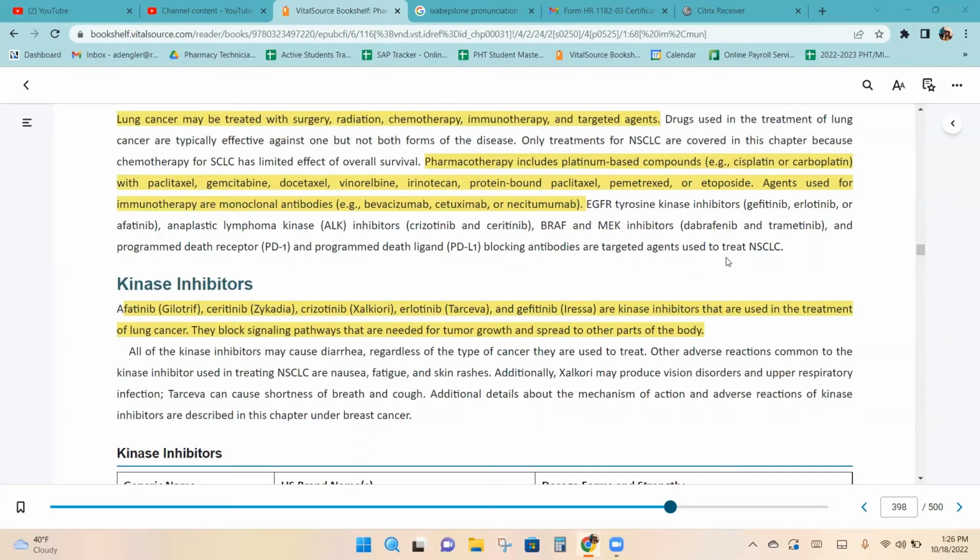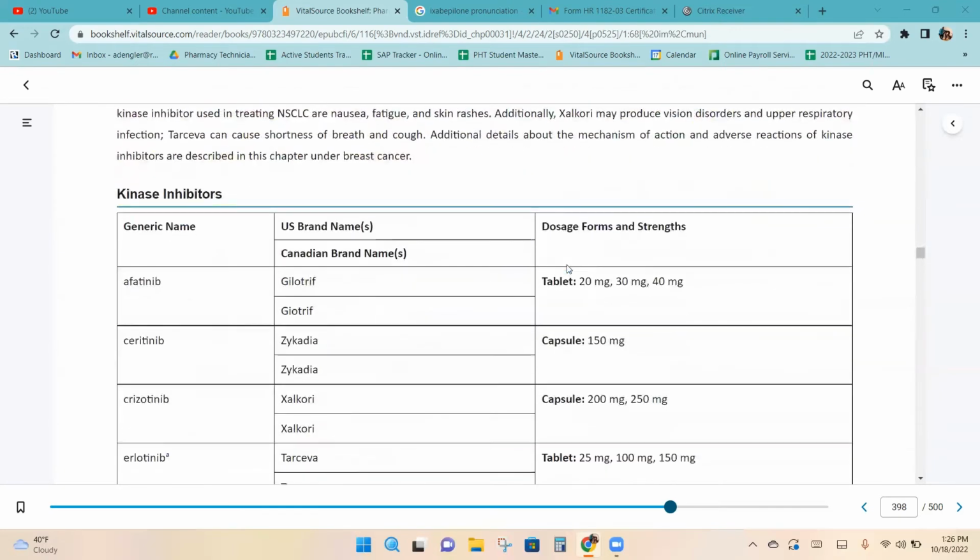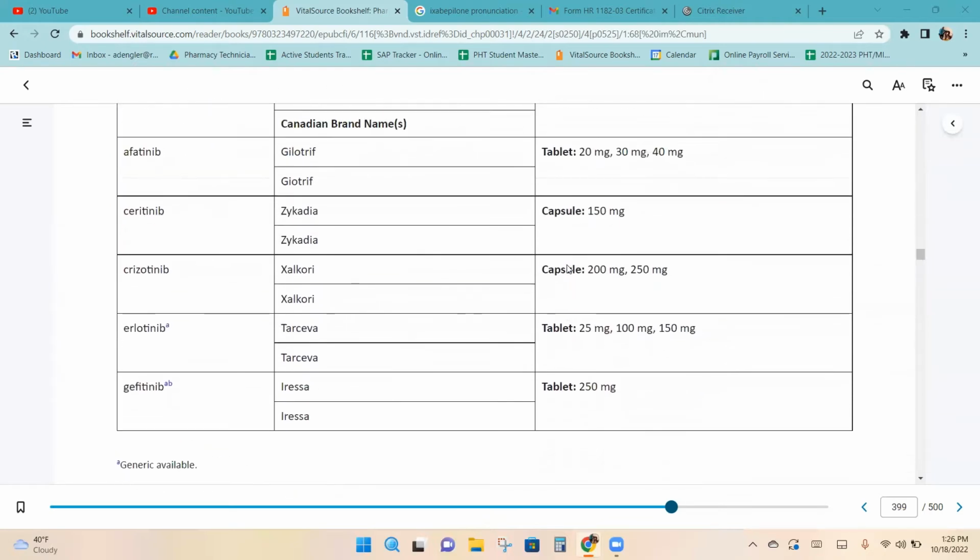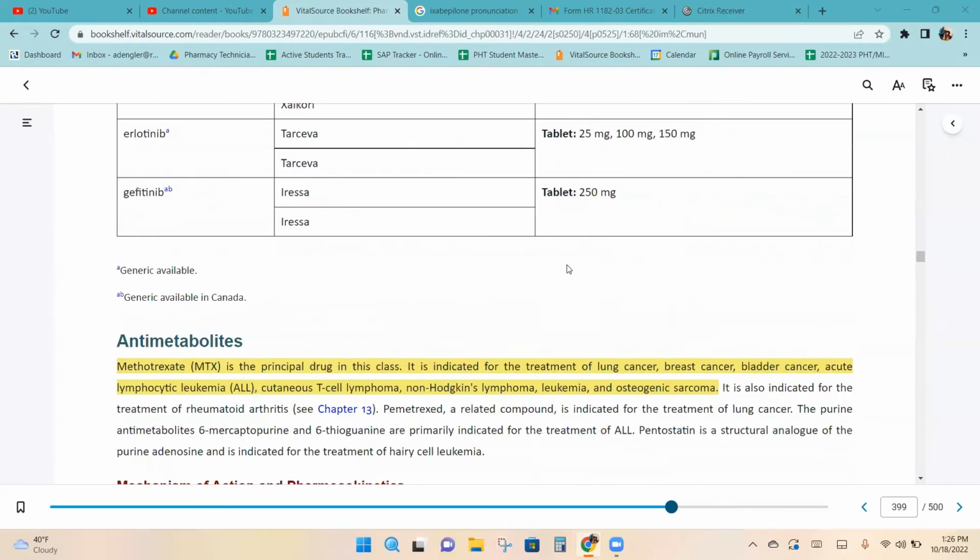Gilotrif, Zykadia, Tarceva, Iressa, these are all kinase inhibitors that are used in the treatment of lung cancer. They block signaling pathways that are needed for tumor growth and spread to other parts of the body. All of those are capsules.